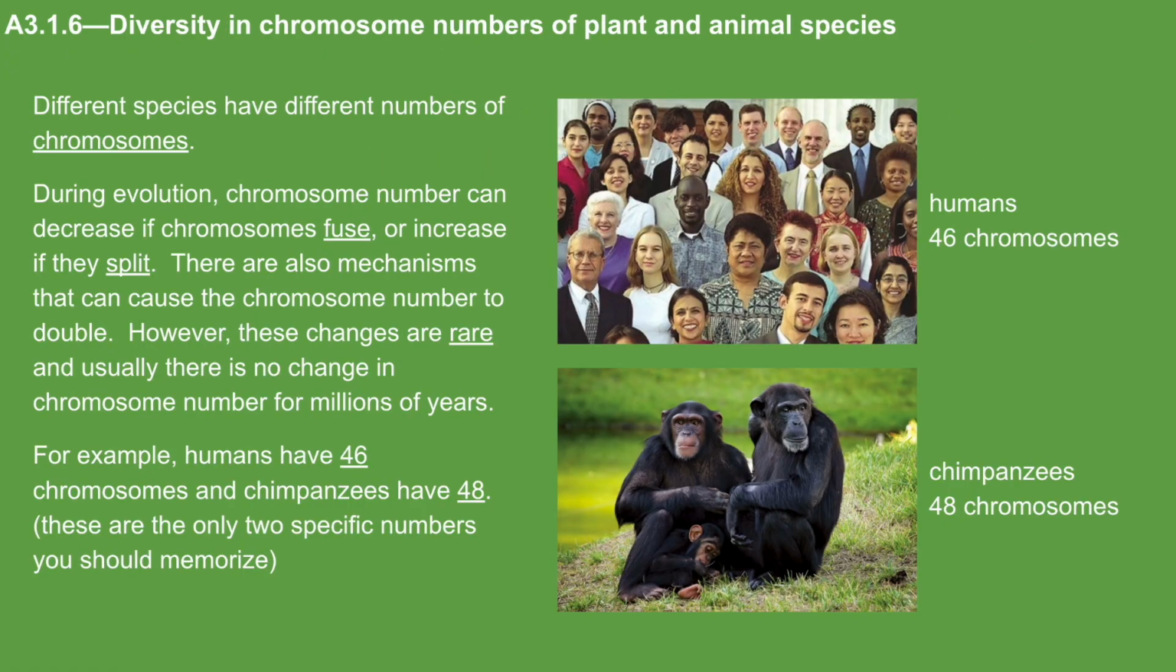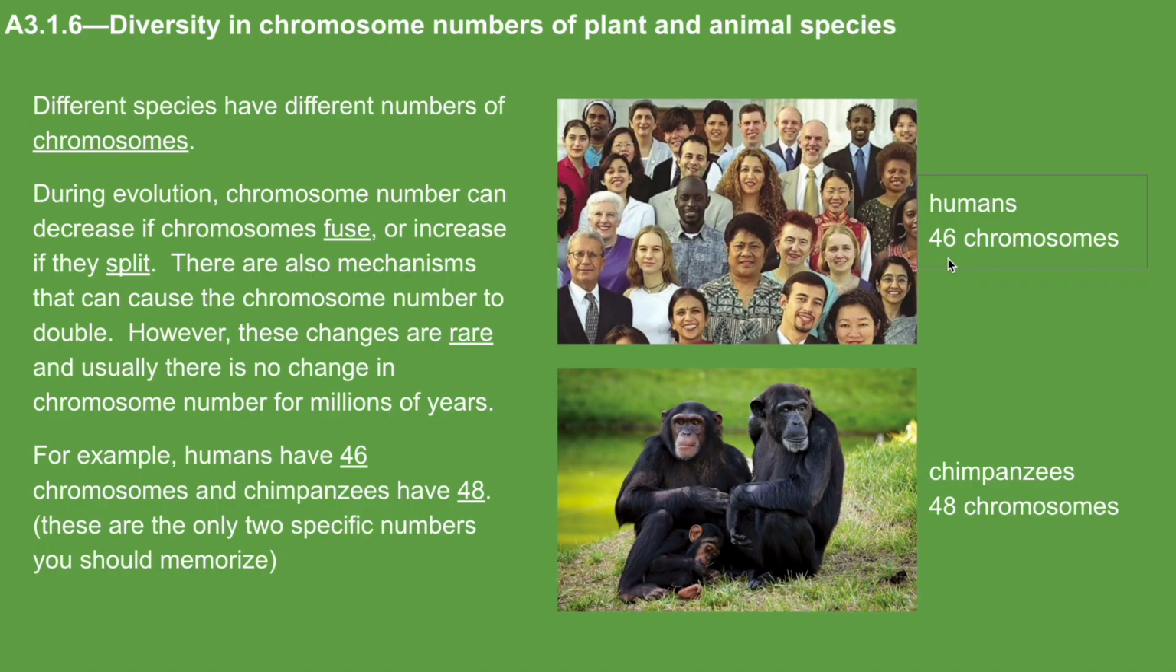Diversity in chromosome numbers of plant and animal species. Different species have different numbers of chromosomes. You can see here, humans have 46 chromosomes. A good way to remember that: the company that you used to be able to use to do some ancestry testing, where you would take a cheek swab, send in your DNA sample, and they would tell you about where your ancestry is and close relatives. That company was called 23andMe.